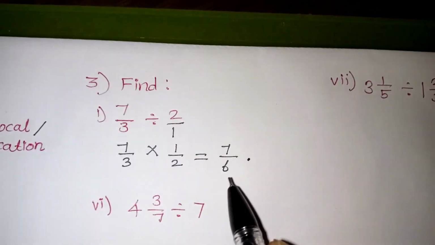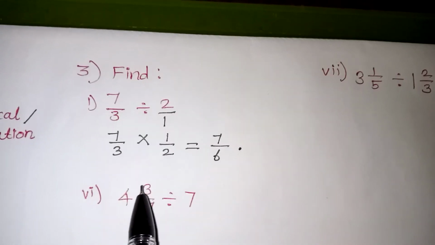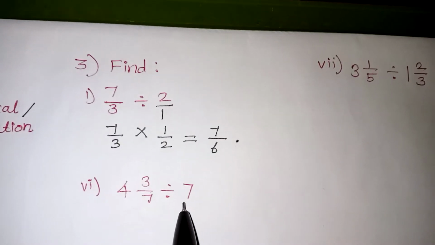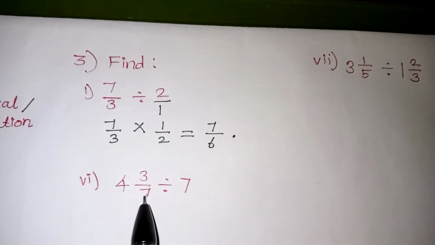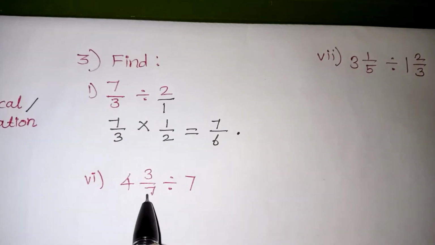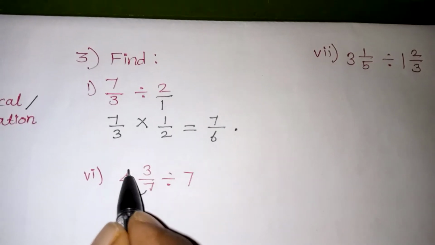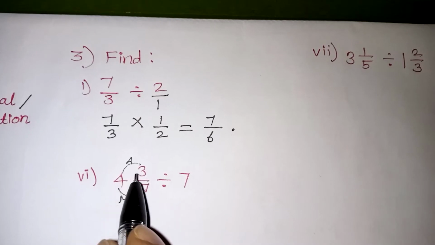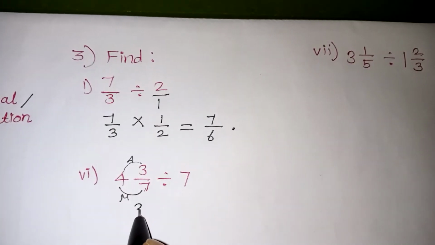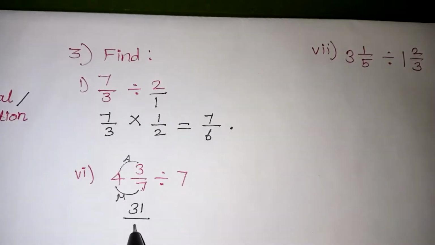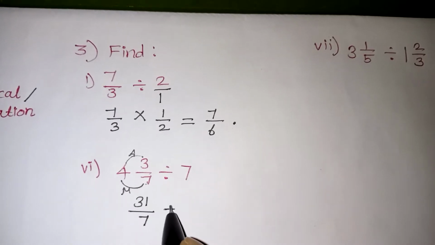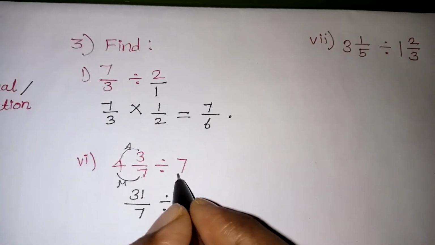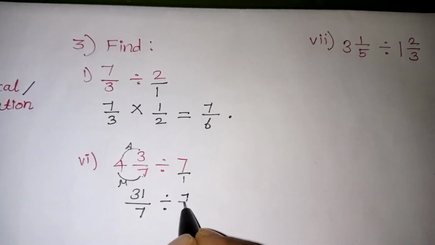That's it. Again another combination, one mixed fraction and one whole number is given to you. First we have to change the mixed fraction into an improper fraction. These two numbers should be multiplied, and these two numbers should be added. 7 4s are 28. 28 plus 3 will give you 31. 31 by the denominator 7 we have to take. And divided by 7, the denominator 1 is there, actually 7 by 1.